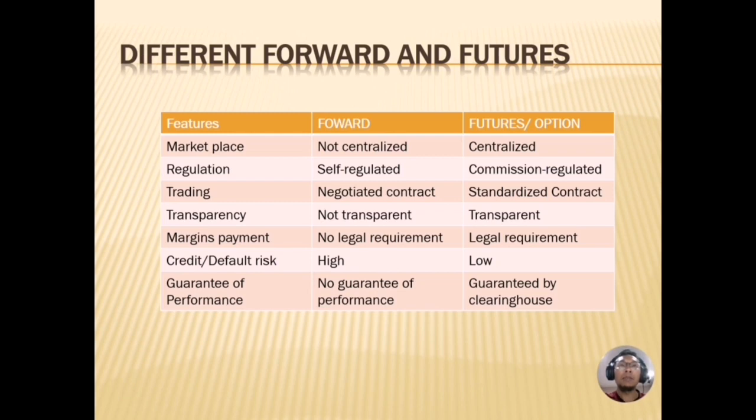And under margin payment, for forward, there is no legal requirement, which is not compulsory. But for futures and option, there is legal requirement, so they need to comply. Under credit and default risk, for forward, it is higher risk. Under futures, there is low risk. And guarantee of performance: forward, no guarantee of performance, and futures are guaranteed by the clearing house.